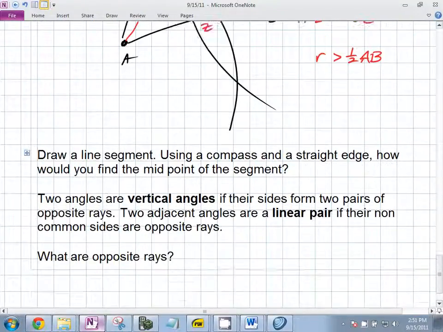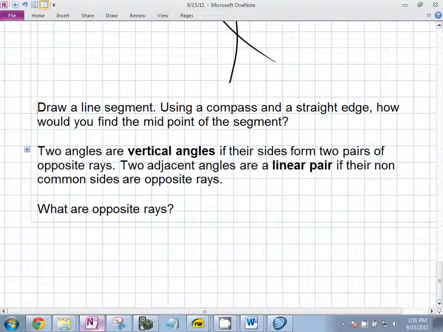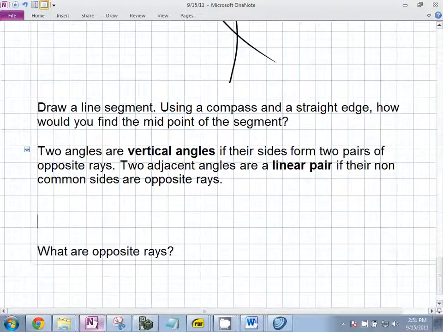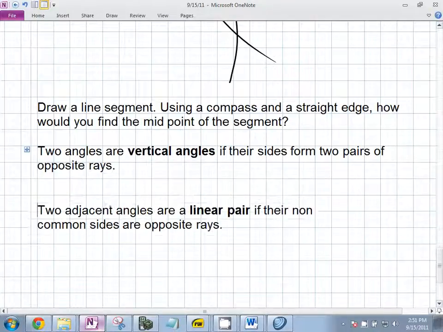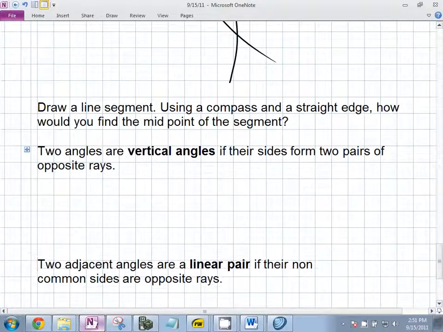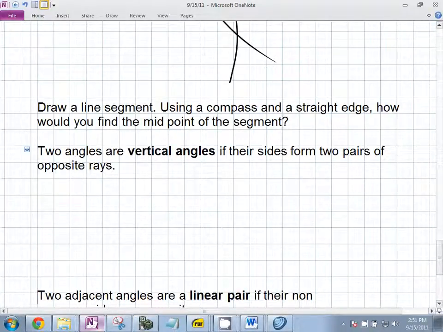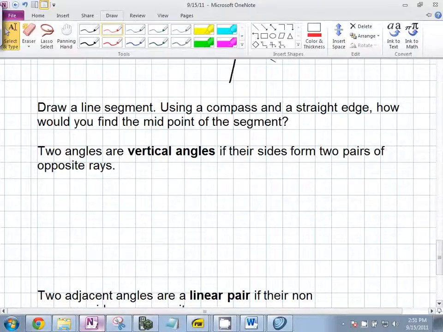A few more pieces of terminology. Two angles are vertical angles if their sides form pairs of opposite rays. Two adjacent angles are a linear pair if their non-common sides are opposite rays. First of all, what's an opposite ray? Well, what's a ray? A point with a line coming off of it. So what's an opposite ray? Opposite directions. Together they form a straight line.